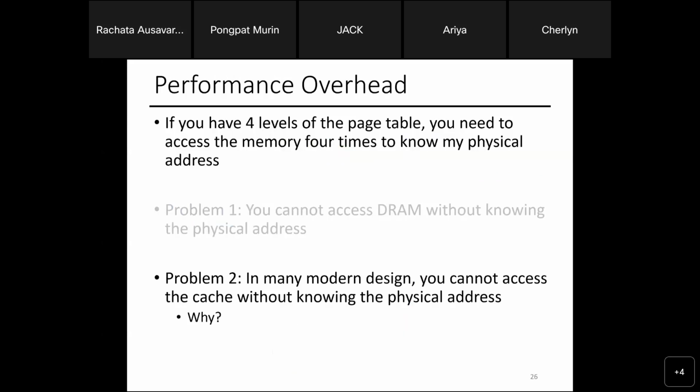Now, first problem gone, right? Second problem: you need a physical address to access the cache. So will the TLB help? It also fixed the second problem. All right. Any questions so far? That's why the TLB is so important.